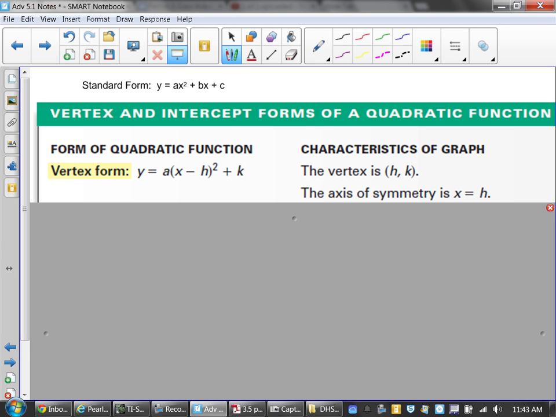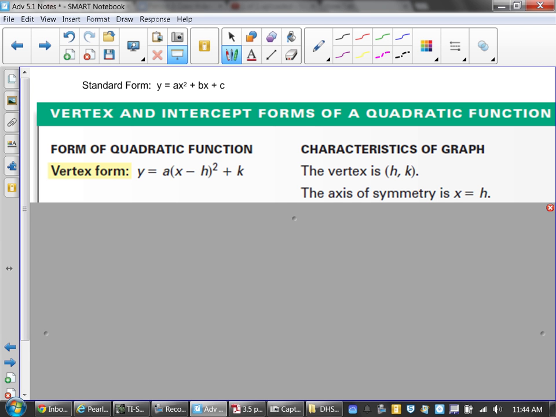Therefore, the axis of symmetry goes through h. What's nice about stuff that's in vertex form is you know everything right off the bat. If your a value is positive, it's up. If a value is negative, it's down. Just like the other stuff.